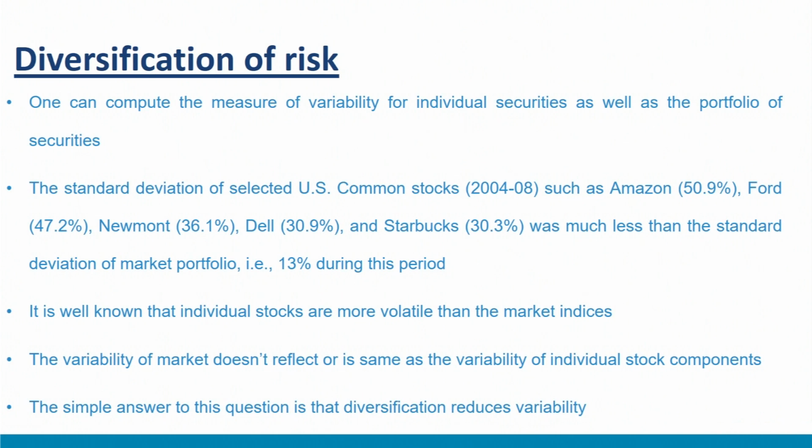This raises an important question. The market portfolio is made up of individual stocks. So why doesn't the variability of the market reflect, or isn't it the same as, the variability of the individual stock components? The simple answer to this question is that diversification reduces variability.